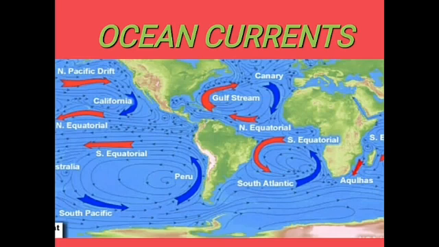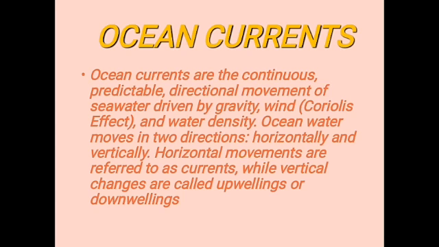Now let's talk about ocean currents. Students, ocean currents are the streams of water flowing constantly on the ocean surface in a definite direction. The ocean current may be warm or cold. Generally, the warm ocean current originates near the equator and moves towards the poles. The cold current carries water from the polar or higher latitudes to tropical or lower latitudes.